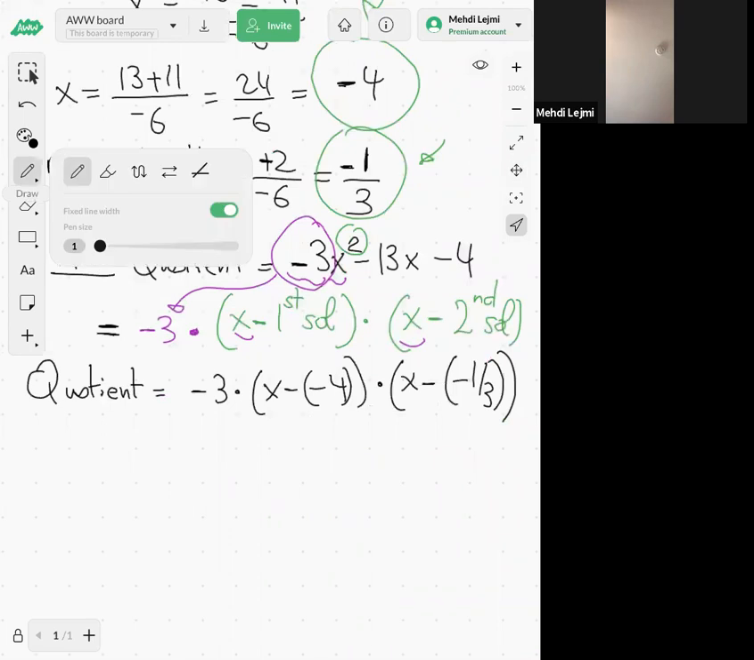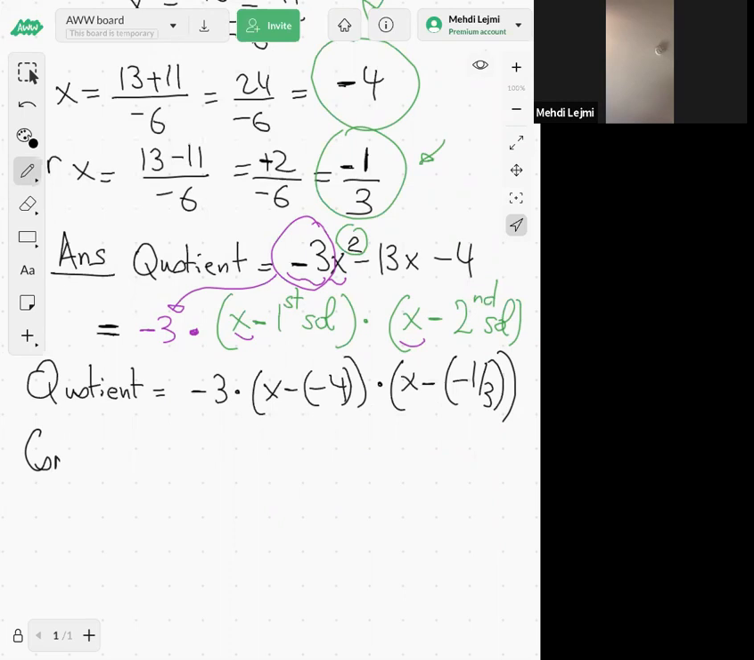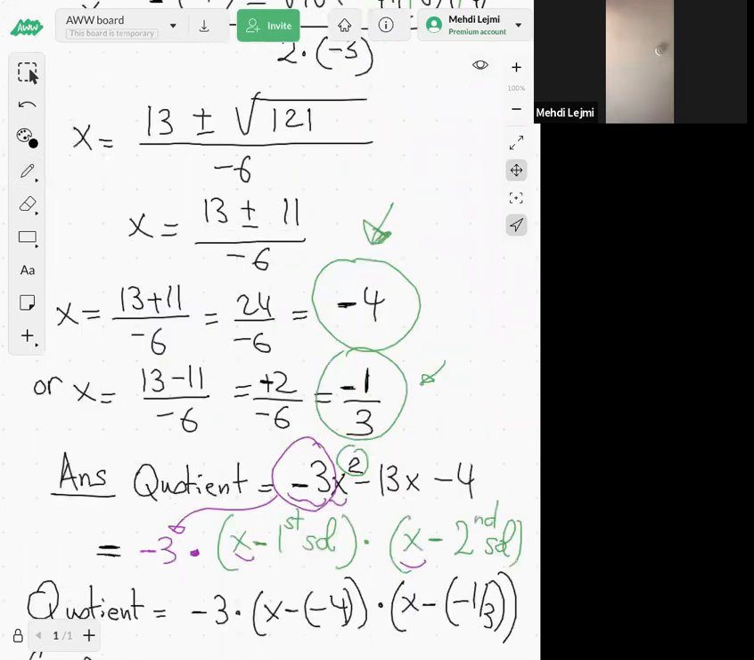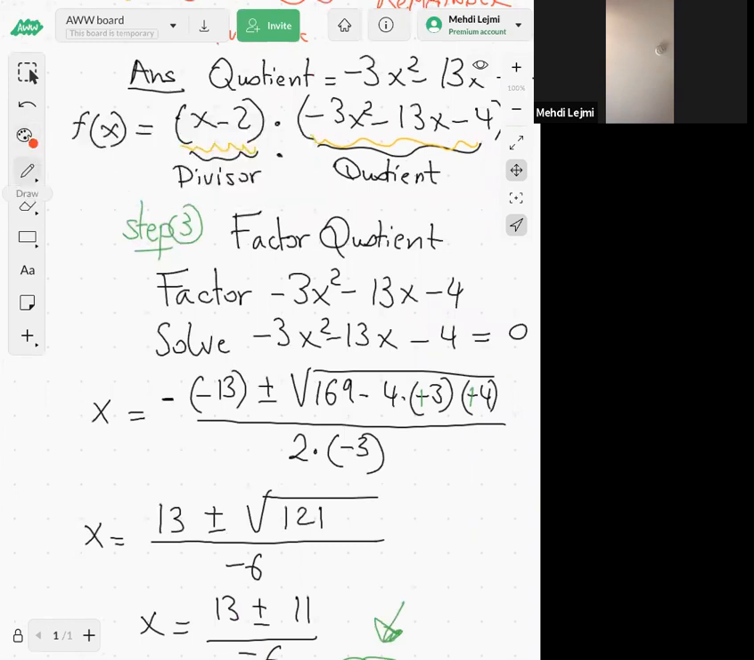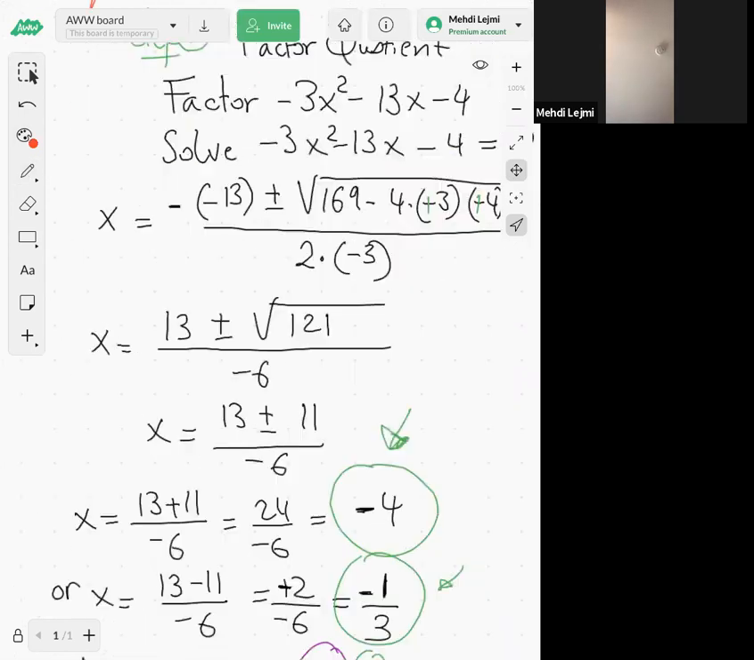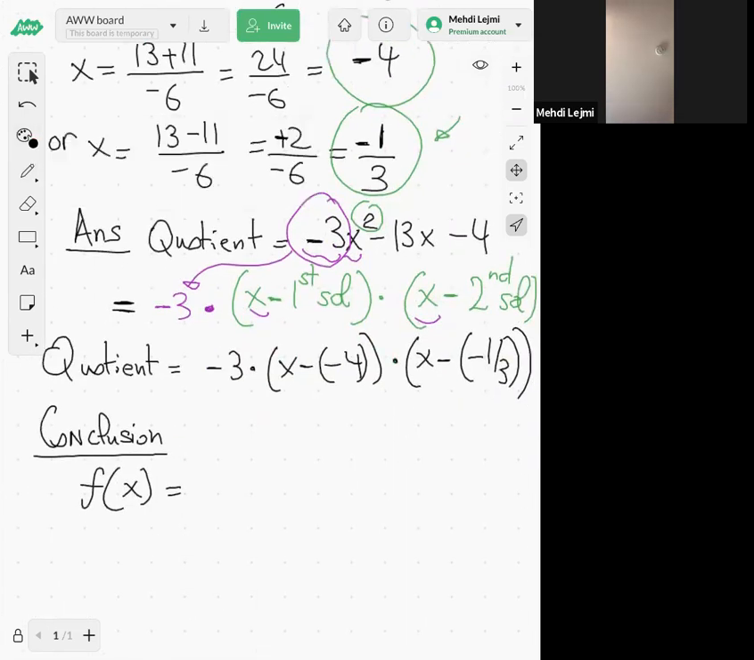So, conclusion. The complete factorization of f of x. Remember, in step number 2 we said f of x is x minus 2 times the quotient, right? So f of x is x minus 2 times the quotient. So it's x minus 2.